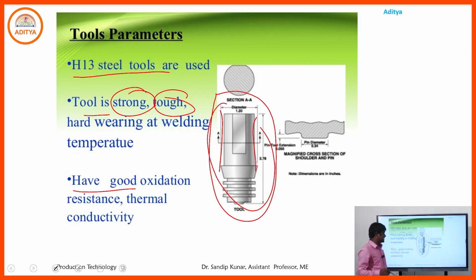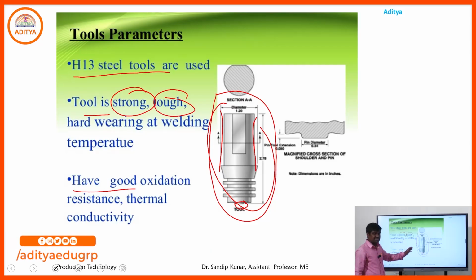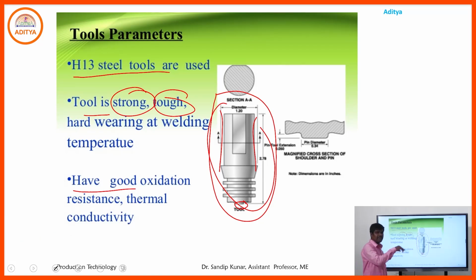It also needs thermal conductivity, because when the probe contacts the welding surfaces and rotates, mechanical friction occurs, and due to that friction the stir nugget zone forms, meaning a plasticized state forms, and more heat is generated. So the metal must have good thermal conductivity, so that heat is released easily through the tool also.